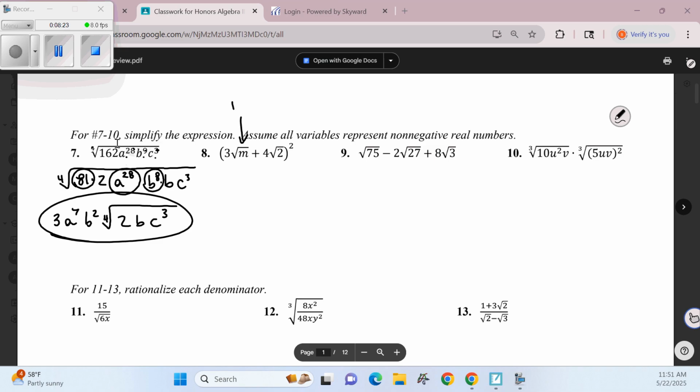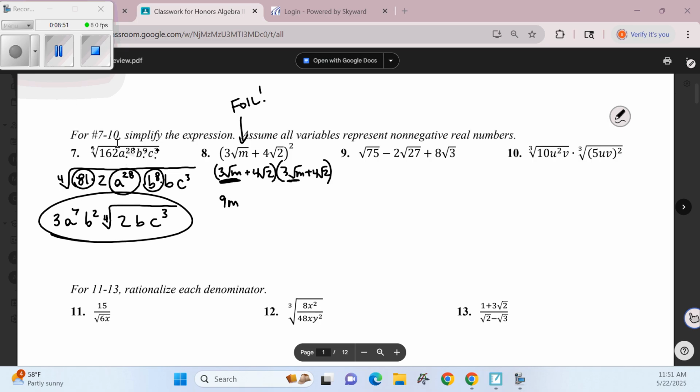In number 8, we're really just looking to practice our FOILing skills with radicals, making sure that we recognize that this is a FOIL situation. So if we set this up, 3 square roots of m plus 4 square roots of 2 times itself. So again, 3 square roots of m plus 4 square roots of 2. For our first terms, 3 times 3 on the outside is 9. Square root of m times square root of m is just m.